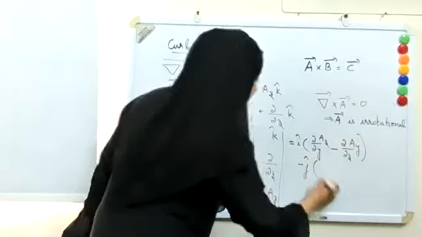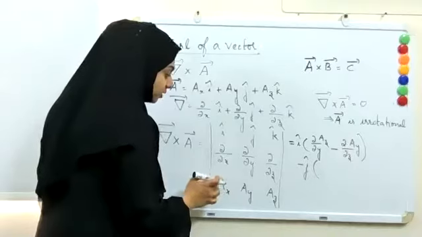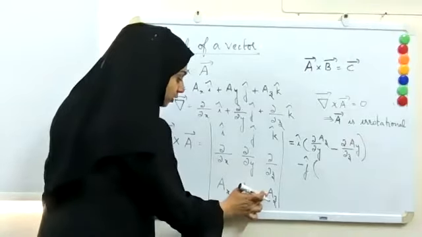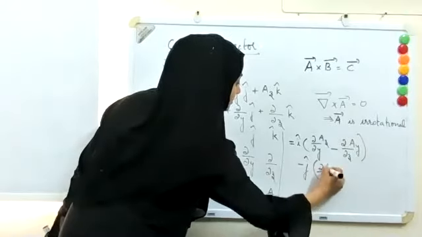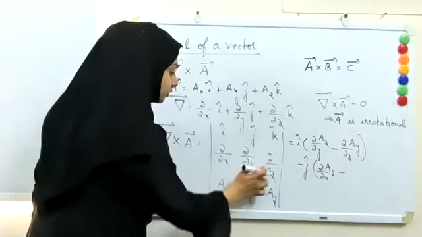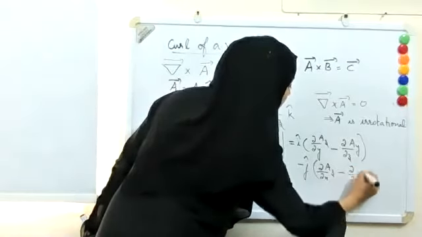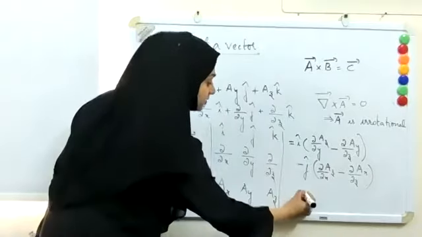Minus j cap. You have to neglect this row and this column, and then you will get these and this. So dou by dou x of Az minus dou by dou z of Ax. And don't forget to take alternate negative sign.